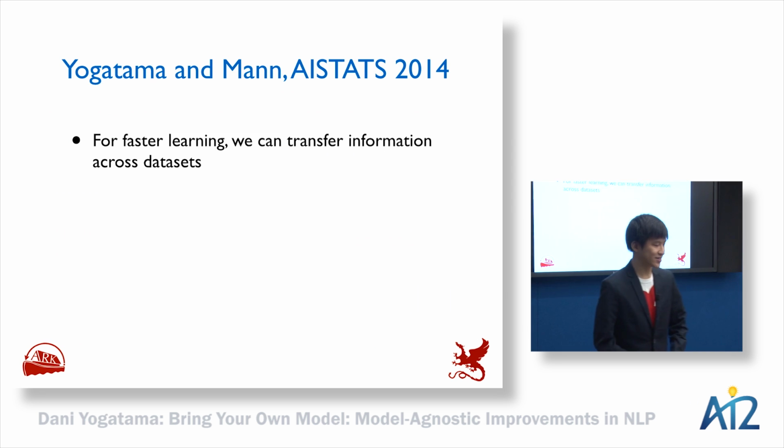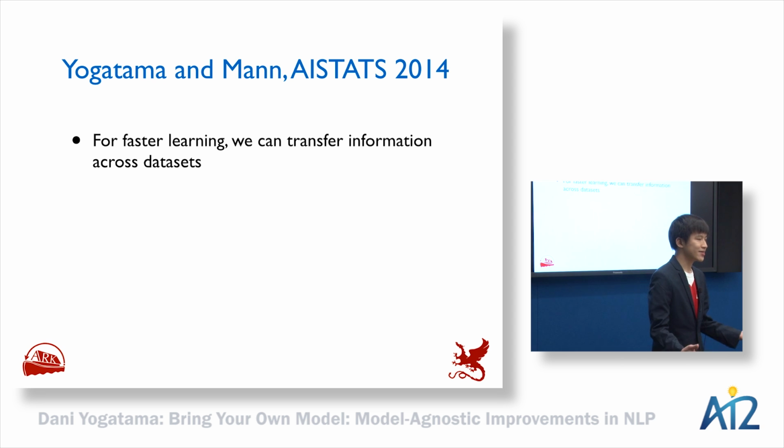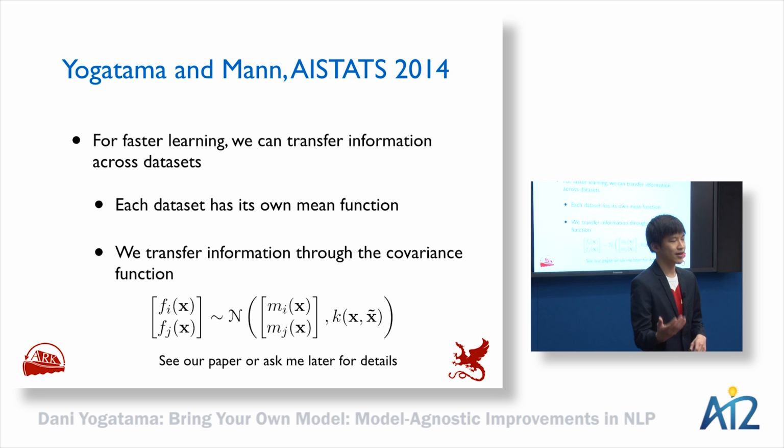I would also like to mention that when we have a lot of data sets, it makes sense to optimize over this collection of data sets, such that maybe we don't need 30 trials for each data set. Maybe we just need 5 or 10, if we borrow information from previous data sets. I did some work on that. Our idea is that each data set has its own mean function, and we transfer information through the covariance function. This was at AI Stats last year. I'm not going to talk about the paper in detail in this talk, but feel free to ask me later if you're interested in that.